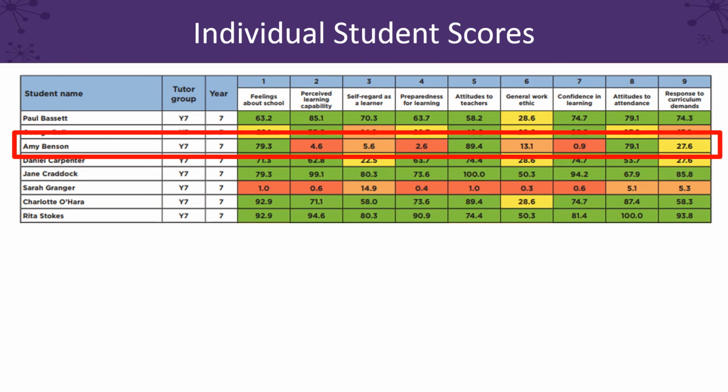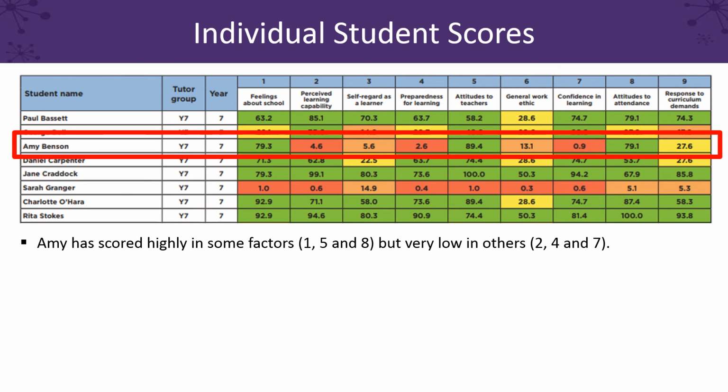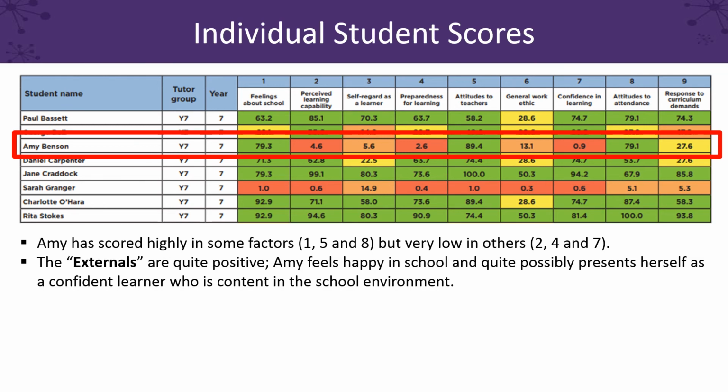The next student to highlight is Amy Benson. Amy has scored highly in some of the factors, but very low in others. If we apply Matthew Savage's domains approach here, we can see that the externals are quite positive. Amy appears to feel happy in school and quite possibly presents herself as a confident learner who is content in the school environment.